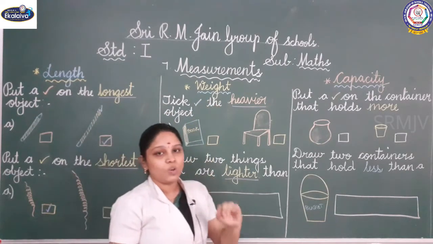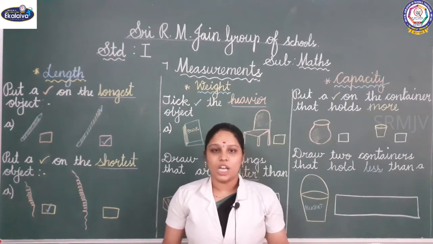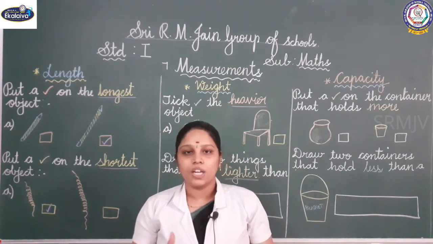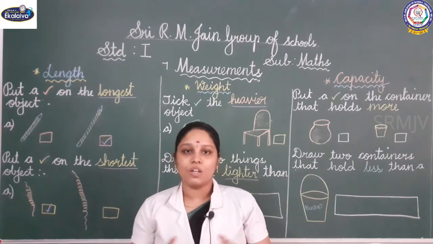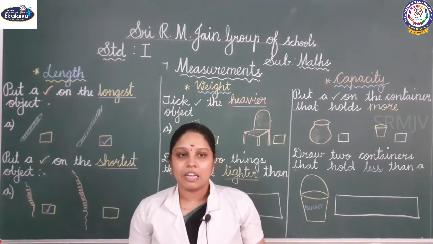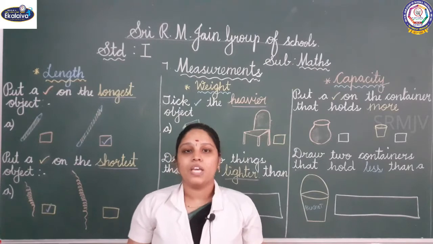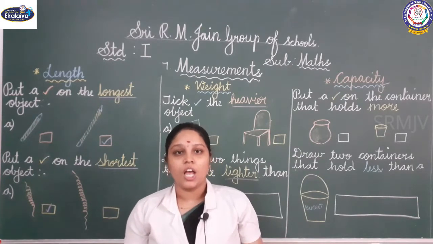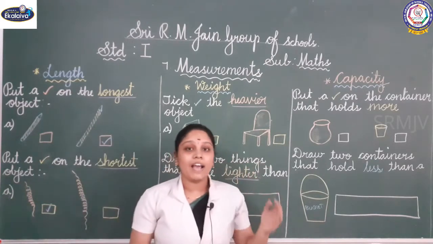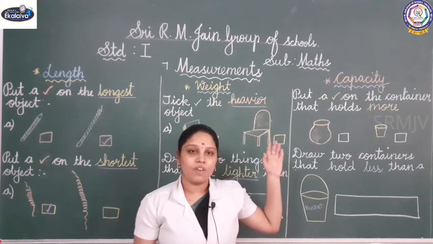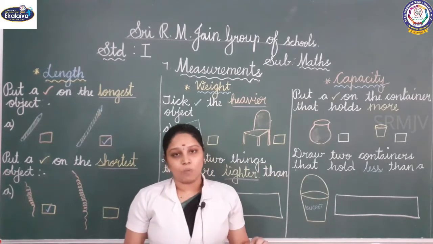When we go to the hospital, doctors will check our weight. Every object has a different weight, not only our body. How are we measuring that? By using the weighing machine. In this topic, we are going to see which is the heavier object and which is the lighter object.